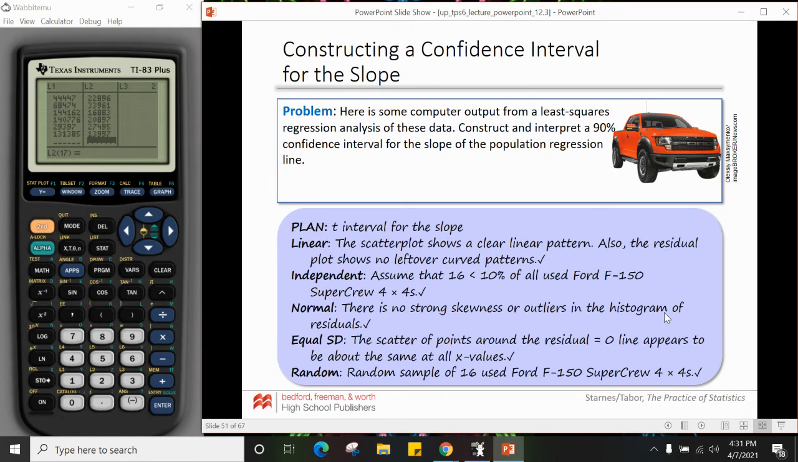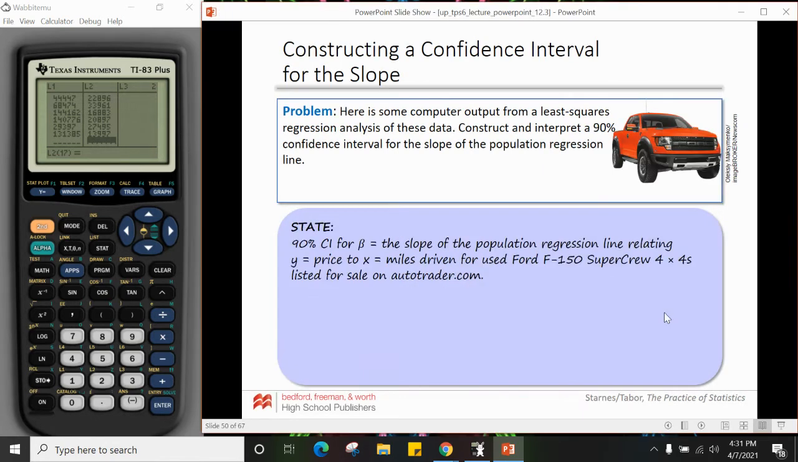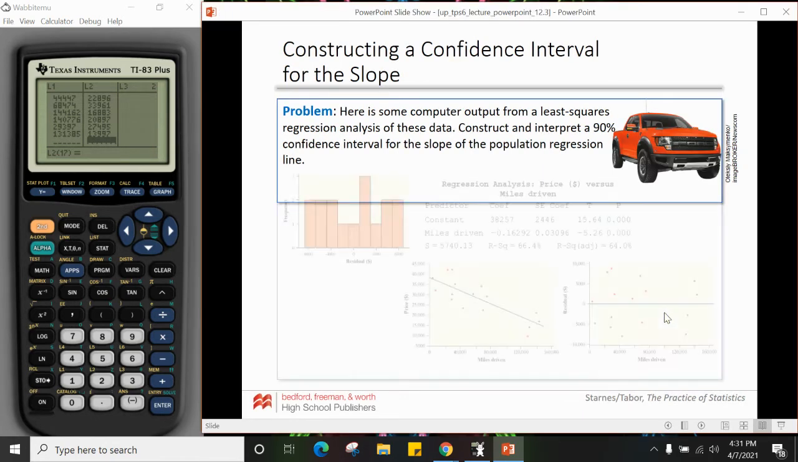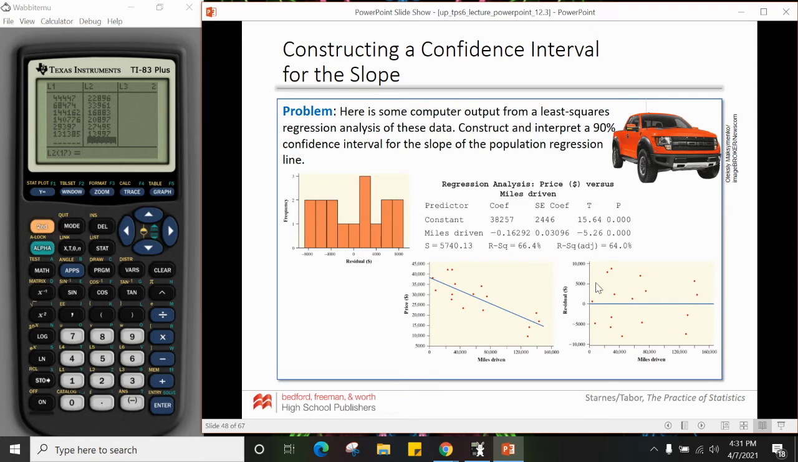In the plan phase, we just state the name, which is the t interval for slope, and then check the conditions. So for linear, the scatter plot shows a clear linear pattern, and also the residual plot showed no leftover curve pattern. So go back. Residual, no curve pattern, so we're good there.